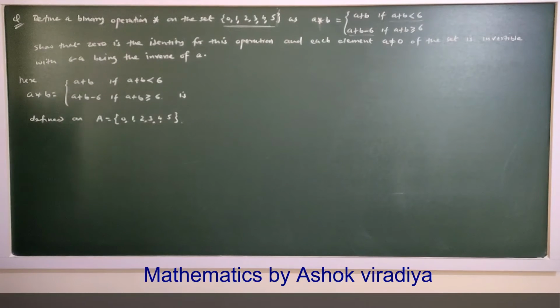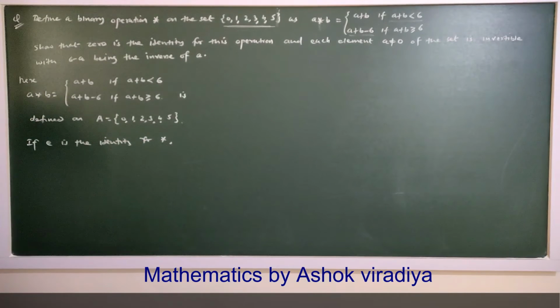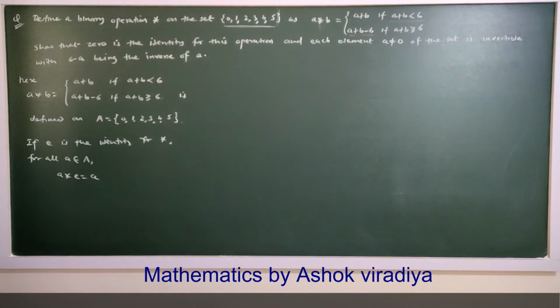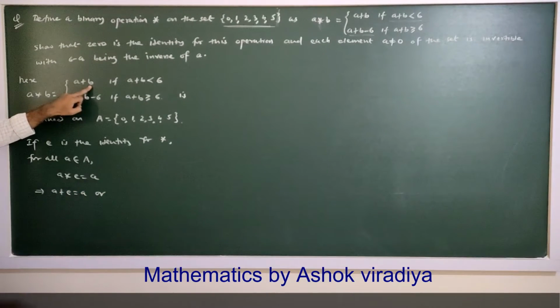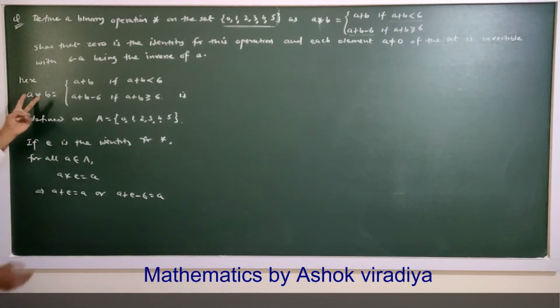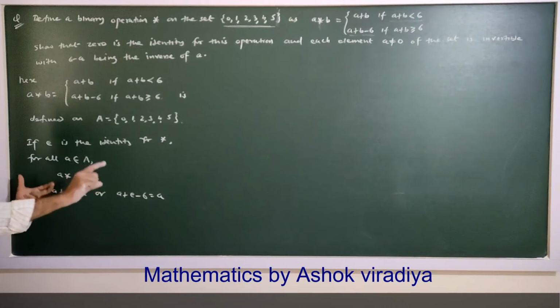Now first of all, procedure for identity. If E is the identity for this binary operation, then for all A belonging to this set, A star E is A. So A star E is either A plus E equal to A, or, if I use this formula, A plus E minus 6 equal to A. A star E is A plus E or A plus E minus 6. We check both the possibilities.